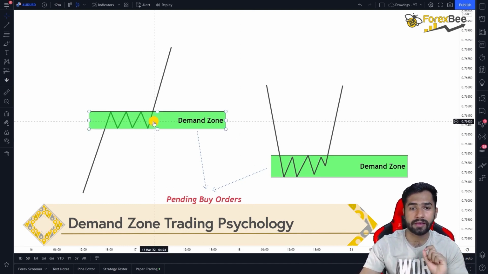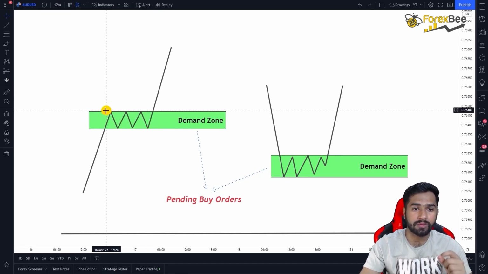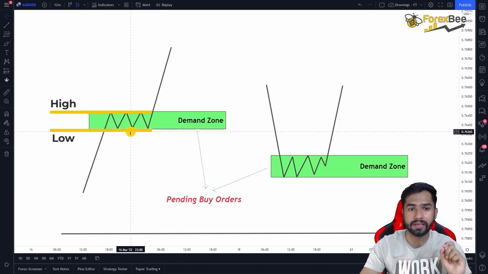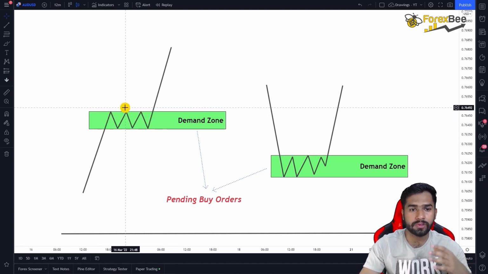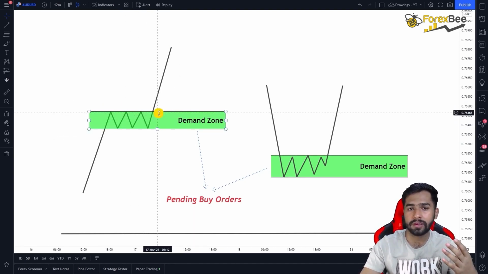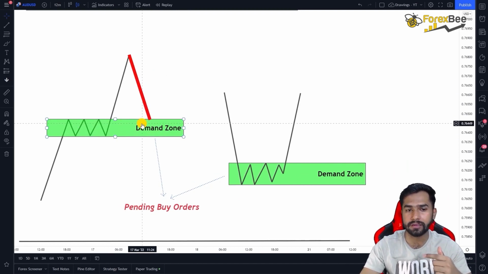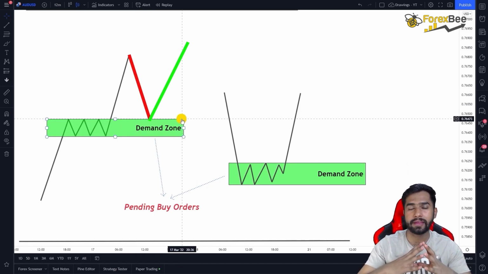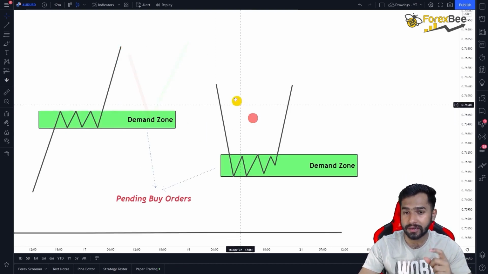So once a demand zone is created, as you can see here, our demand zone would be around the high and low of the base candles or the base region, okay? And what institutions would do, they would put their pending orders at this demand zone. So after the formation of the demand zone, the market is likely to come back here in order to pick those pending orders that are placed, and then after that it will again give a very big bullish move, okay? So this is the trading psychology behind the demand zone, and similar is the case here.